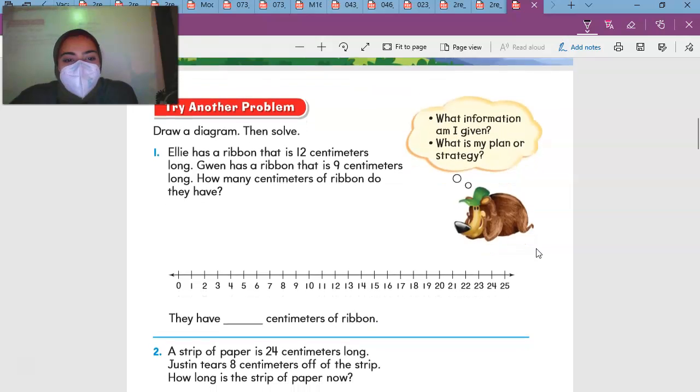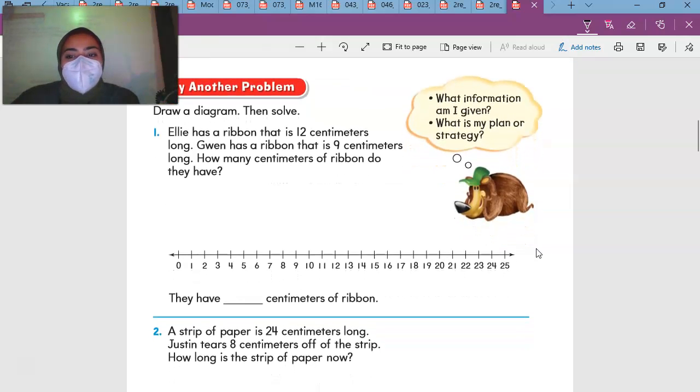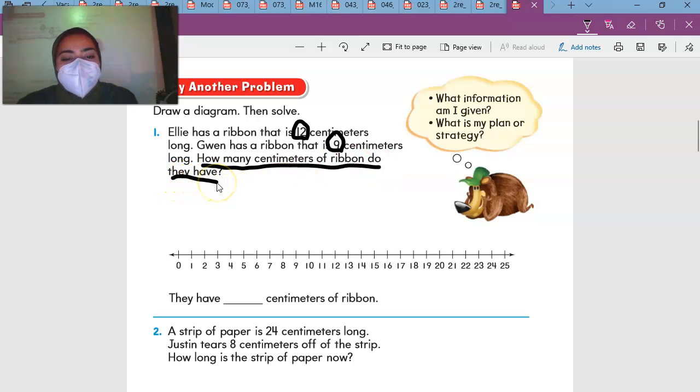Let's see, draw a diagram, then solve. What information am I given? What is my plan or strategy? Well, let's read the problem. Ellie has a ribbon that is 12 centimeters long. Circle 12. Gwen has a ribbon that is 9 centimeters long. How many centimeters of ribbon do they have? What am I going to do now? Add. I'm going to add how many centimeters of ribbon they have. So first she has 12 and Gwen has 9, so I'm doing 12 plus 9.